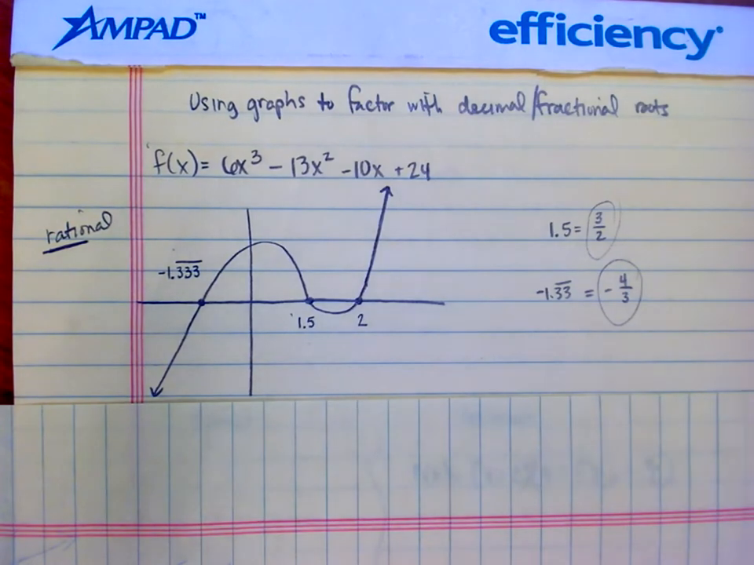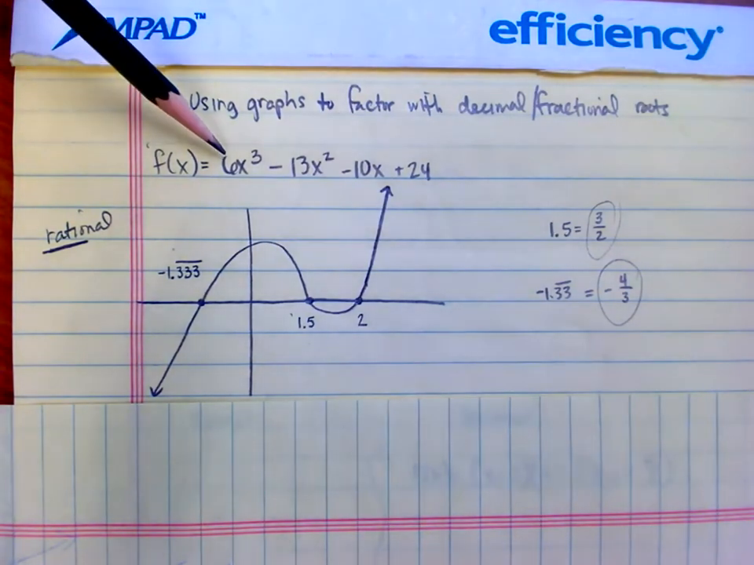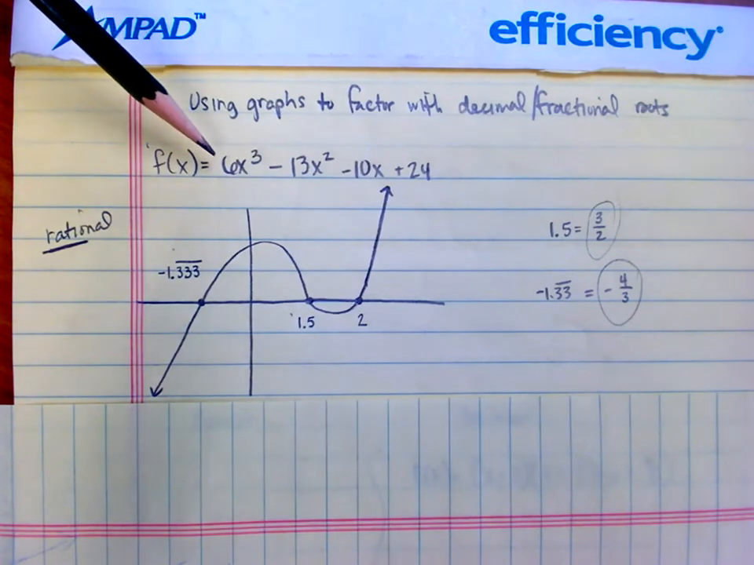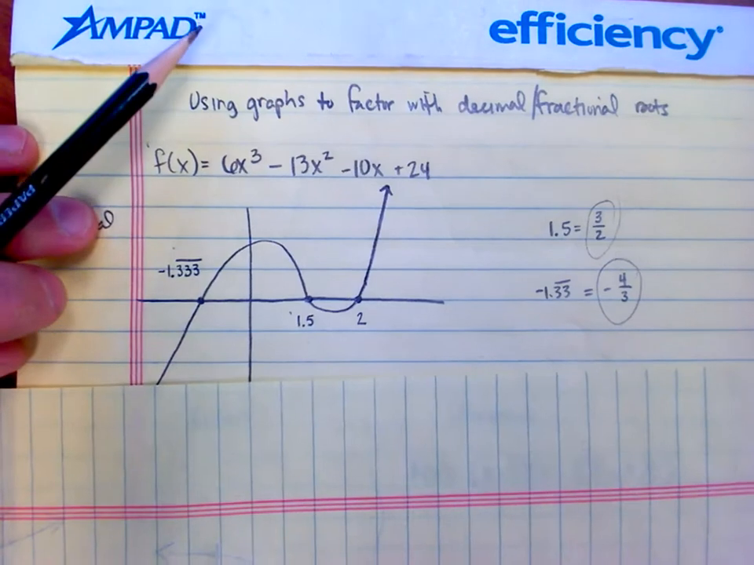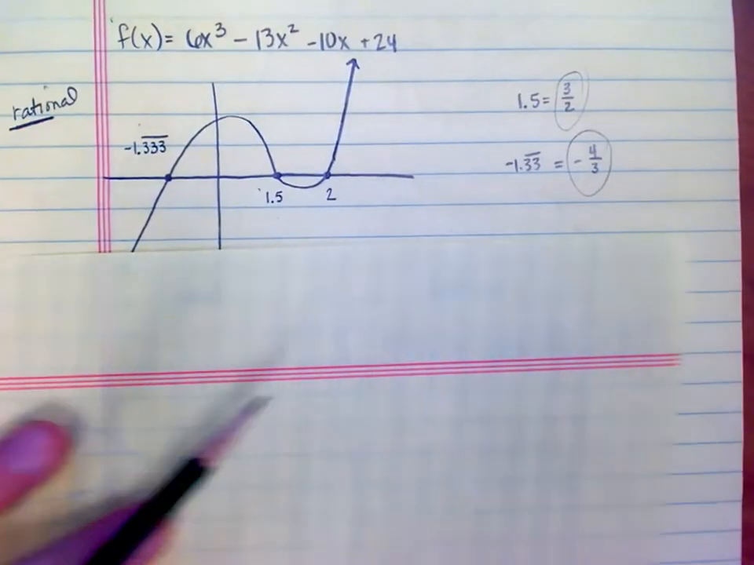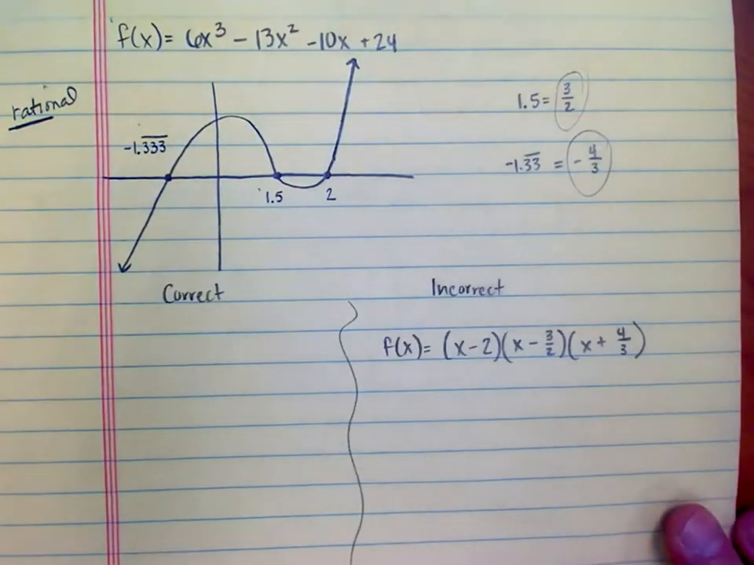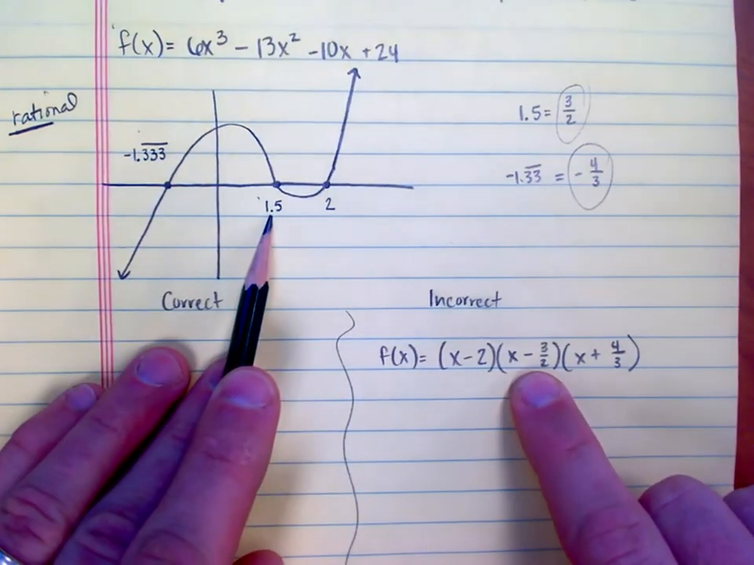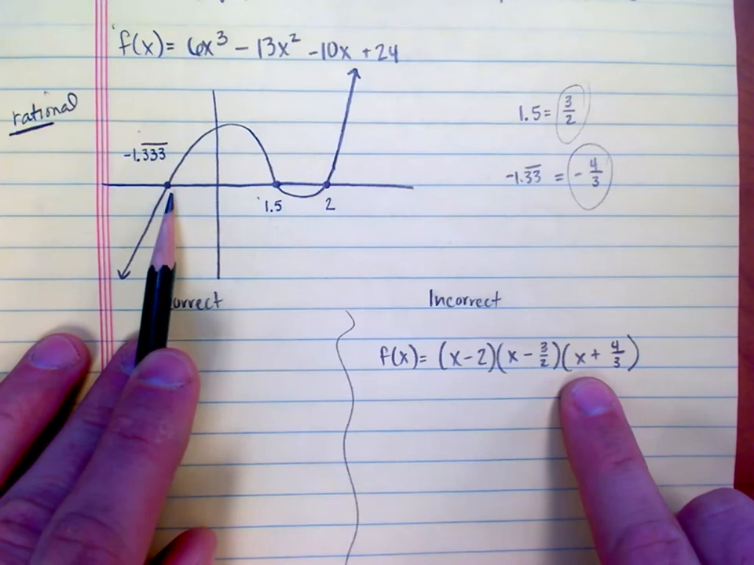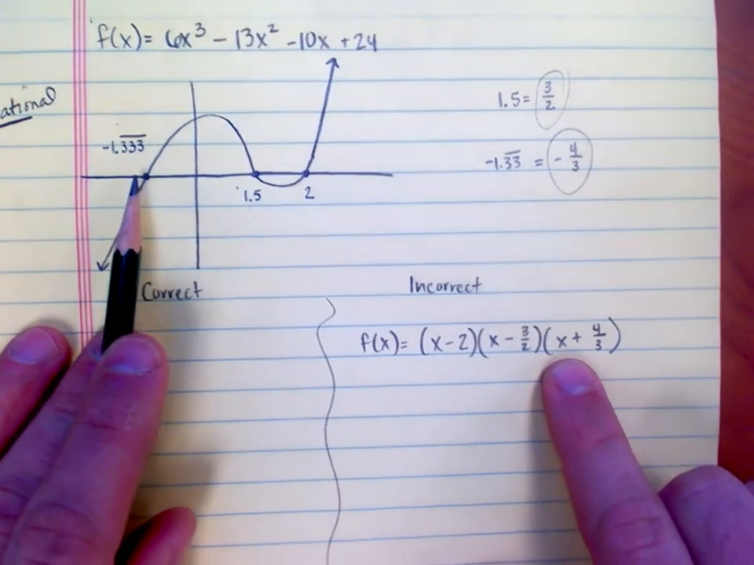What I want you to see here is that there's an incorrect way to do this. The problem is I need to end up with a 6x cubed. Remember that, because it's going to come into play in a second. The old way of doing this, what we were saying earlier, is I just write out x minus 2 for this root, x minus 3 halves for this root, and x plus 4/3, using the same steps we've been using already.